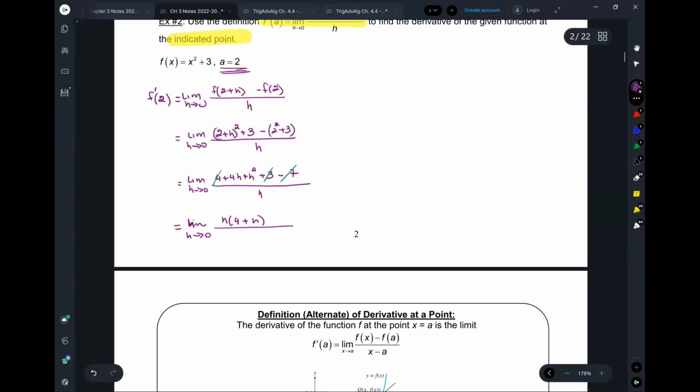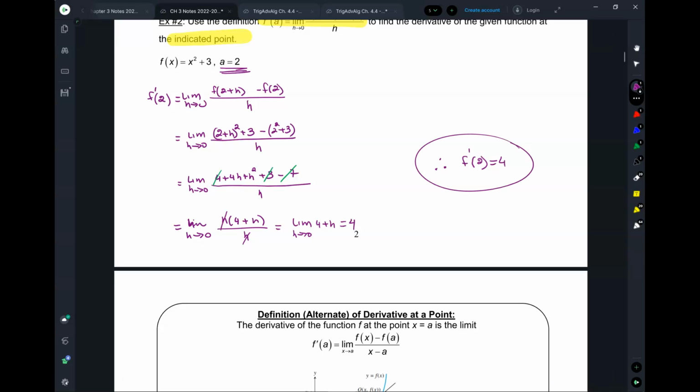4 plus h over h. So this is, cross out the h's. Limit, h approaches 0, 4 plus h, which is 4. So, therefore, f prime, okay.